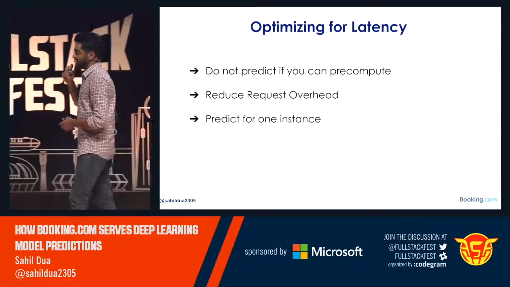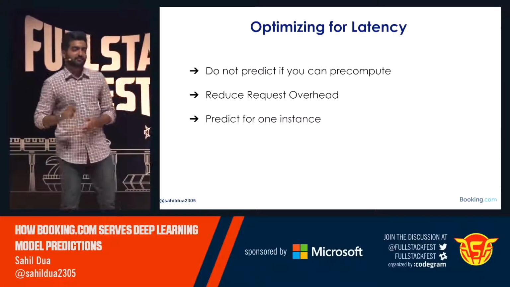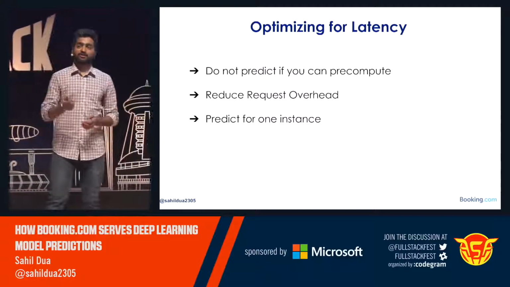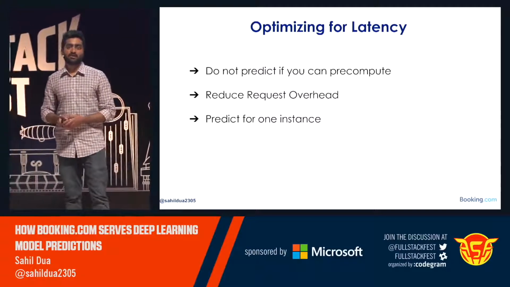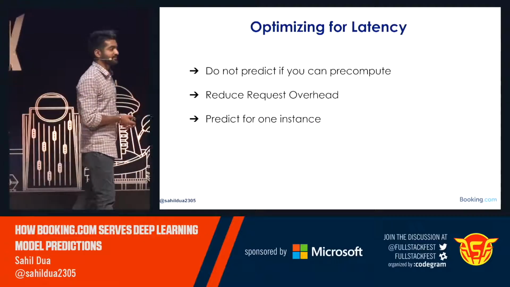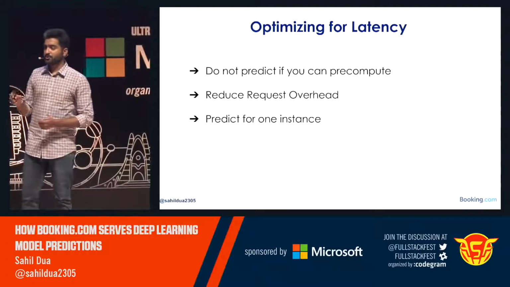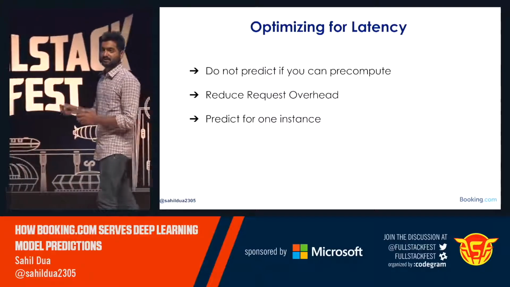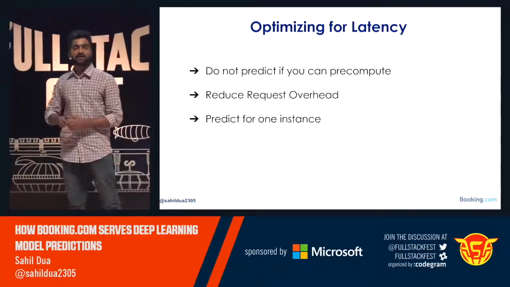Next thing is predict for one instance. Let's say on a web page you want predictions for 3 different models or 3 different instances. When you want to show the information as soon as possible, instead of batching it, you should send 3 requests with 1 prediction each.